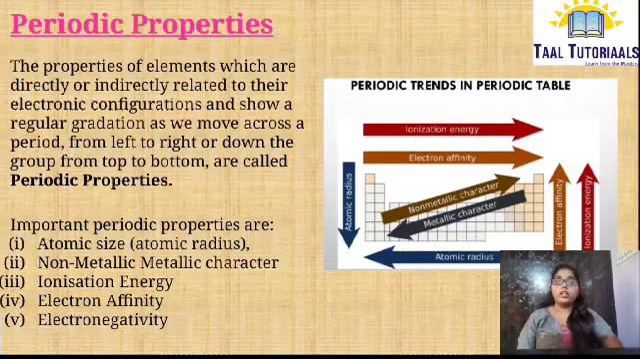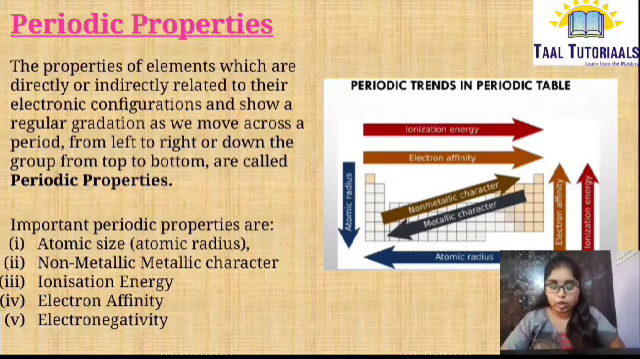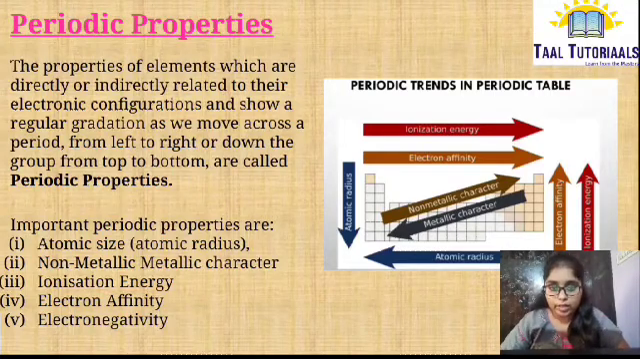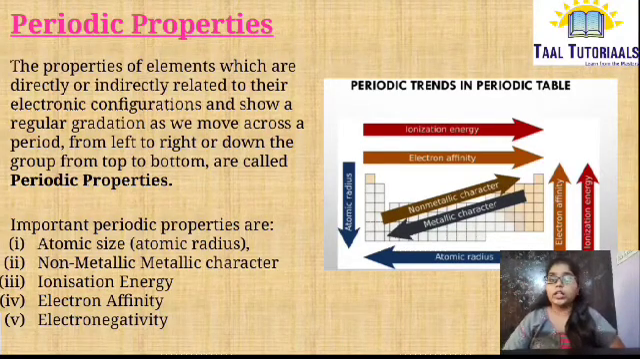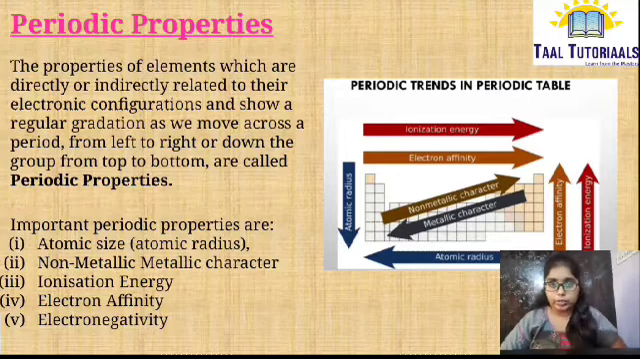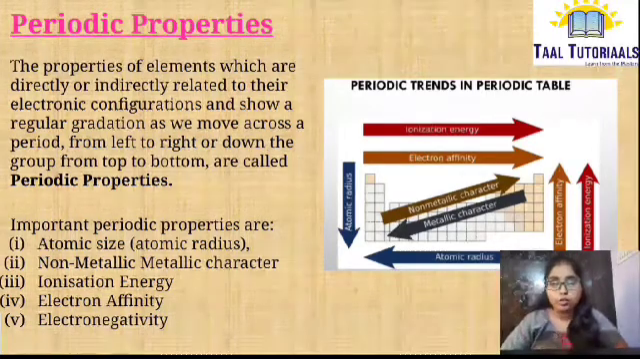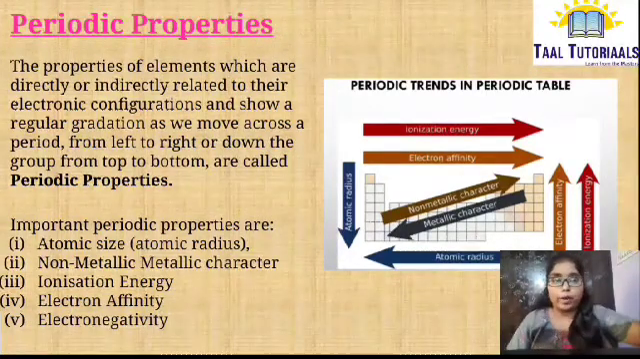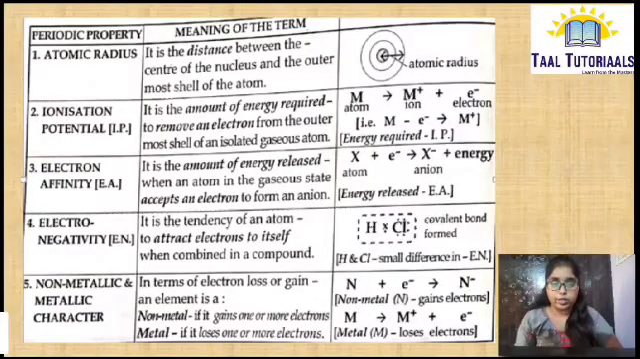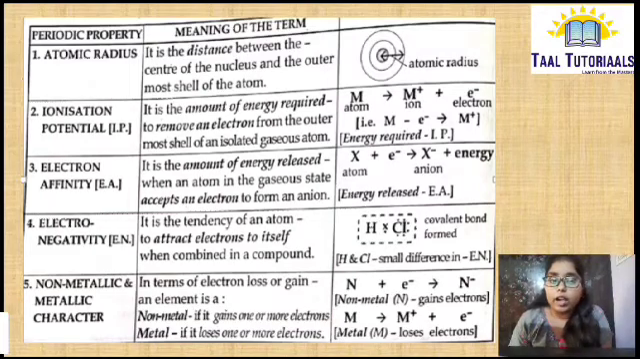Now, we will know what are the important periodic properties. The important periodic properties are atomic size, non-metallic and metallic character, ionization energy, electron affinity and electronegativity. First we will know the meanings of all the periodic properties. Atomic radius. Atomic radius is the distance between the center of the nucleus and the outermost shell of the atom.